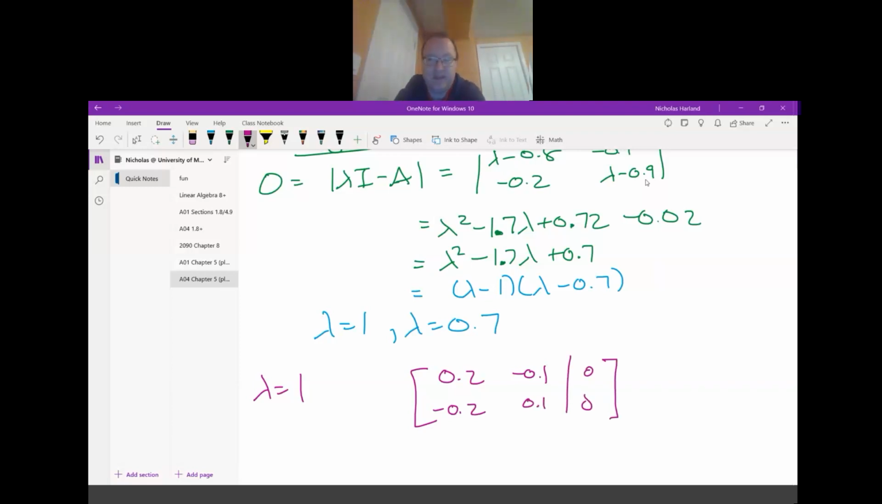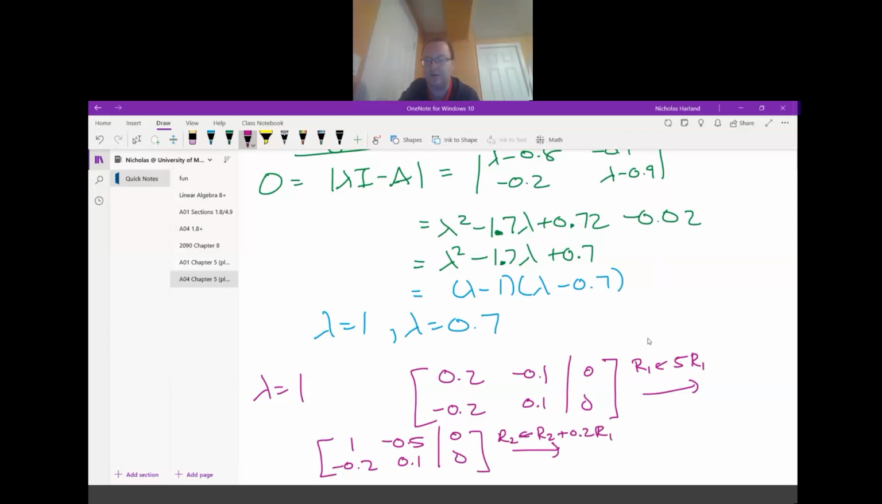We plug it in, and then we just row reduce. So in this step, some ugly decimals, but all the same stuff we talked about in our last three examples about how to diagonalize. So row 1 equals 5 row 1: 1, negative 0.5, negative 0.2, and 0.1. And then row 2 is row 2 plus 0.2 row 1. We get 1, negative 0.5, 0, 0. Always get a row of zeros.